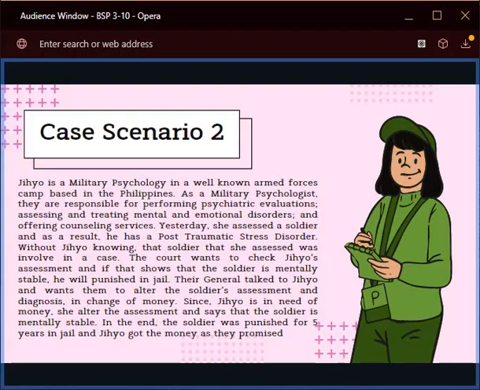So for this case scenario, as we see, Gio violated the principle of integrity because she manipulated and fabricated her assessment of her client, and this led to harm. So we as psychologists should strive for honesty and transparency. And as they say, we should maximize the benefit and minimize the harm.